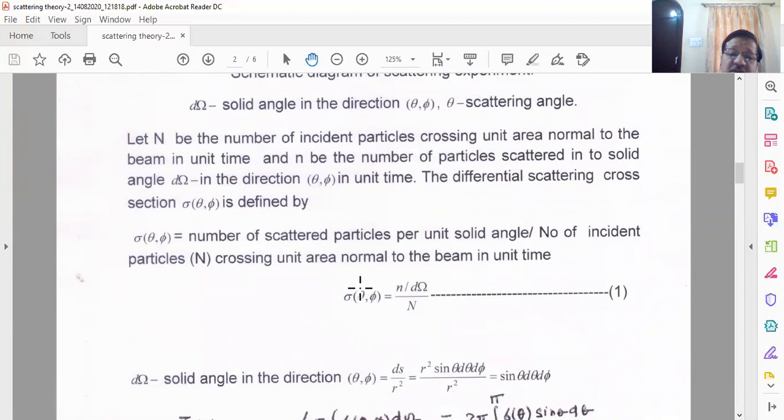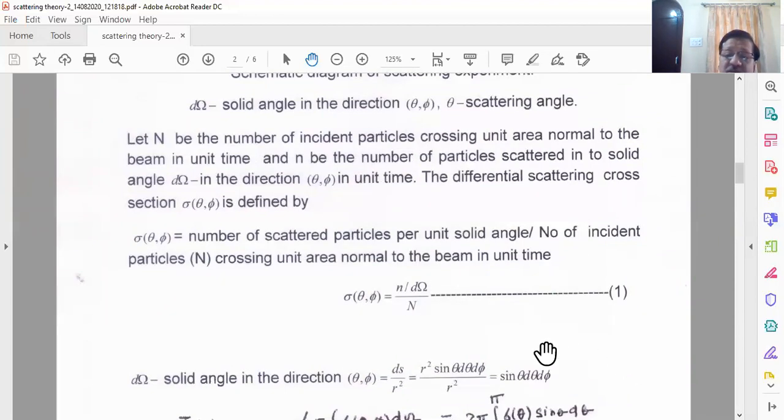The differential scattering cross section has a dimension of length squared, because you are measuring n, the number of incident particles crossing per unit area. So this is the number of particles per unit area. If you calculate the dimension of sigma of theta and phi, it is length squared. So please remember that the dimension of the differential scattering cross section is length squared.